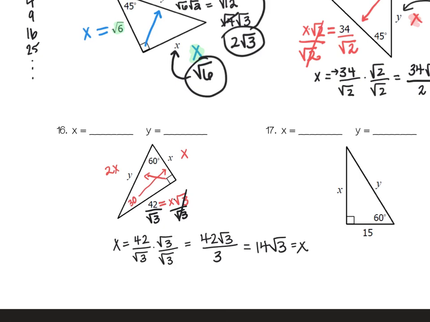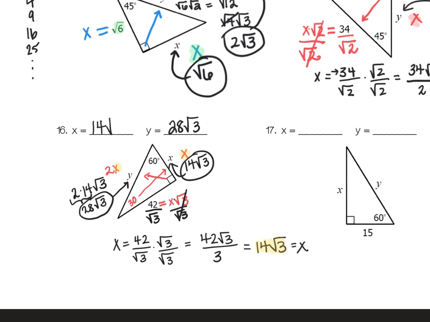So now I take this and I plug it in to my formula anywhere I see an x. So for this side, I have 14 square root of 3. For this side, I have 2 times 14 square root of 3. I can only multiply these two together since they're both outside of a radical. So that's 28 square root of 3. So in the y label, I'm putting 28 square root of 3. In the x label, I'm putting 14 square root of 3.